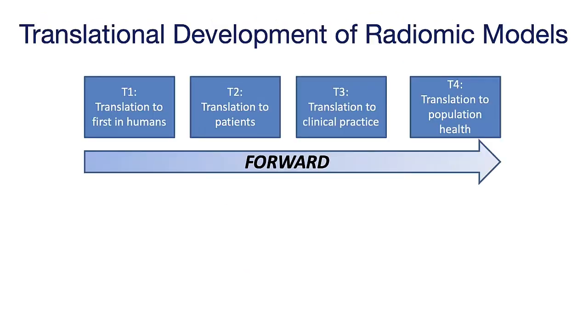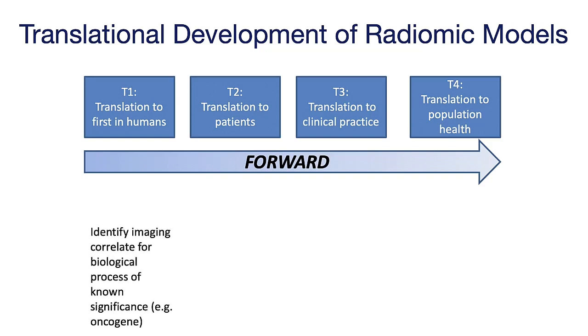Now, the traditional approach to medical research is to use a translational model where we go from an early phase of first in humans through to translation of the method into population health. And so in imaging, for radiomics, the first stage would be to identify an imaging correlate for a biological process of known significance, such as an oncogene.